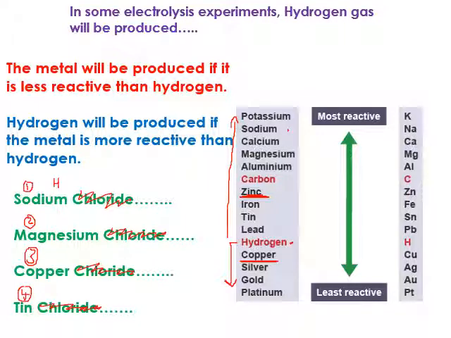Let's look at magnesium. Where's hydrogen? Hydrogen's here. Where's magnesium? Magnesium is again well above it up here. So that one, again, I will get hydrogen given off. Copper. Where's hydrogen? Copper is below hydrogen, so I will get copper. And the final one is tin. Look at hydrogen again, hydrogen's here, tin's just above hydrogen, so you're still going to get hydrogen given off.